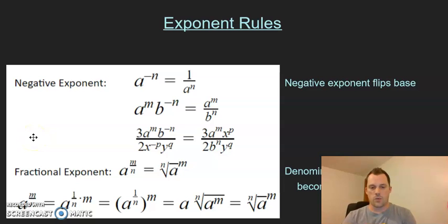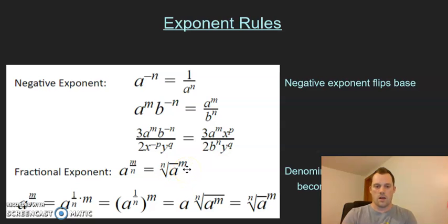The fractional exponent, that can be a little tricky too. So basically, if you have a to the power of m over n, so if we think of, for example, 3 over 2, that denominator of the exponent becomes the root. So if this is 3 over 2, it becomes the second root, or square root, of a to the power of 3.